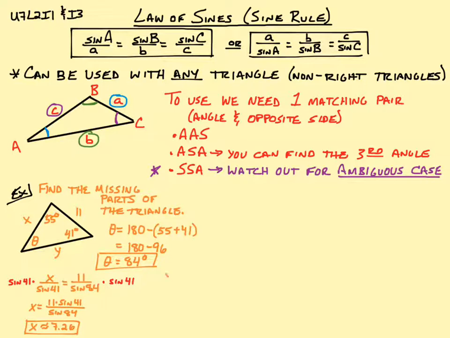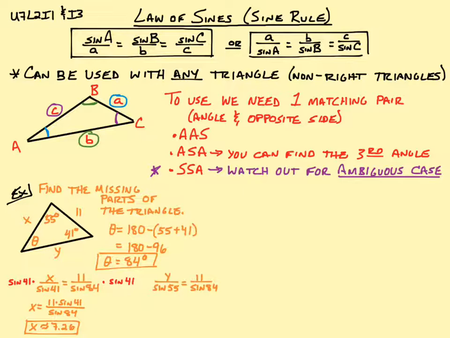Okay, so now let's find side y. Again, I'm going to put my unknown in the numerator. So the opposite side of y is 55 degrees, so that's going to be y over sine 55, and that equals 11 over sine 84. Now I could have used the x and sine 41 again if I wanted, but I like to try and use as much given information as I can when I'm calculating these things. In case I made a mistake in calculating x, now I'm kind of starting fresh here.